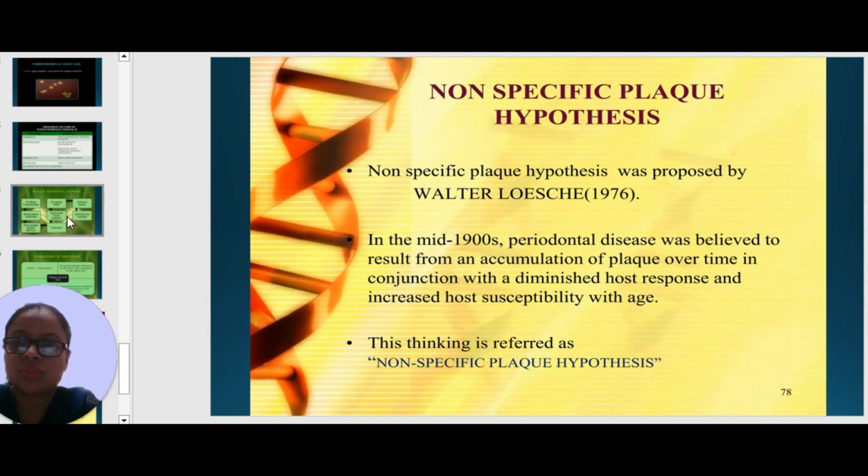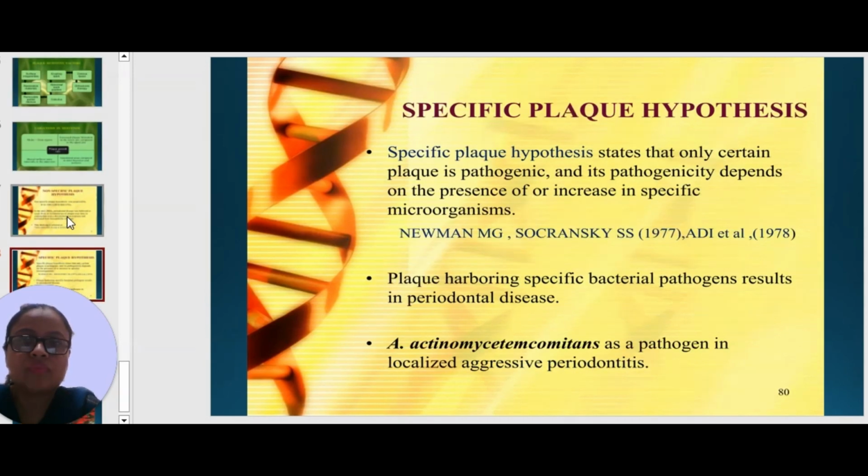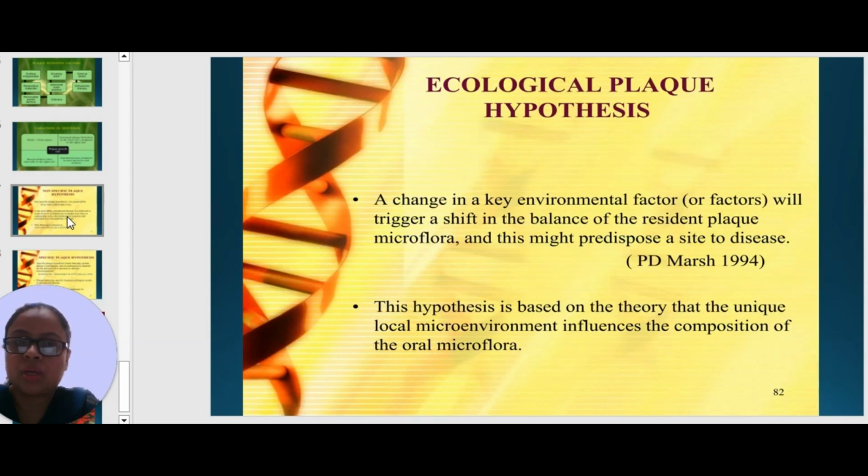Later on, that hypothesis was replaced with the specific plaque hypothesis, that is, specific bacteria cause specific disease in the patient, especially in case of aggressive periodontitis. Then the third type is the ecologic plaque hypothesis, that is, when a shift in ecology occurs, it will lead to a change in the microflora and gingivitis can easily convert into periodontitis.